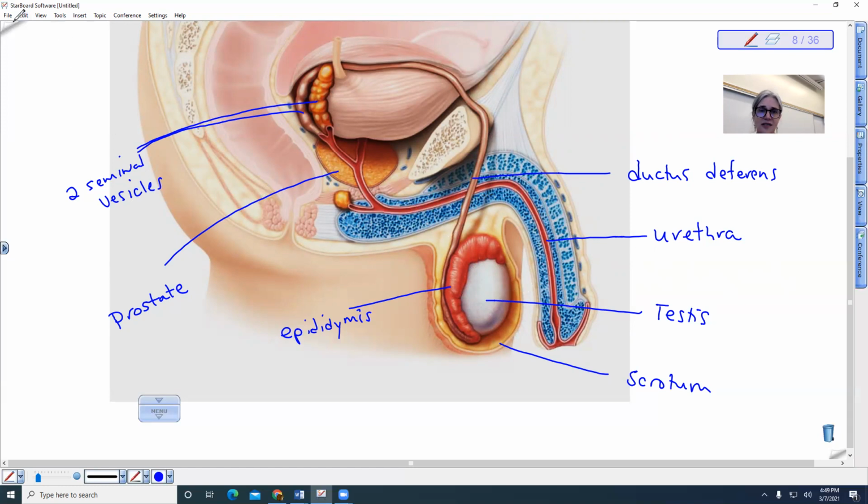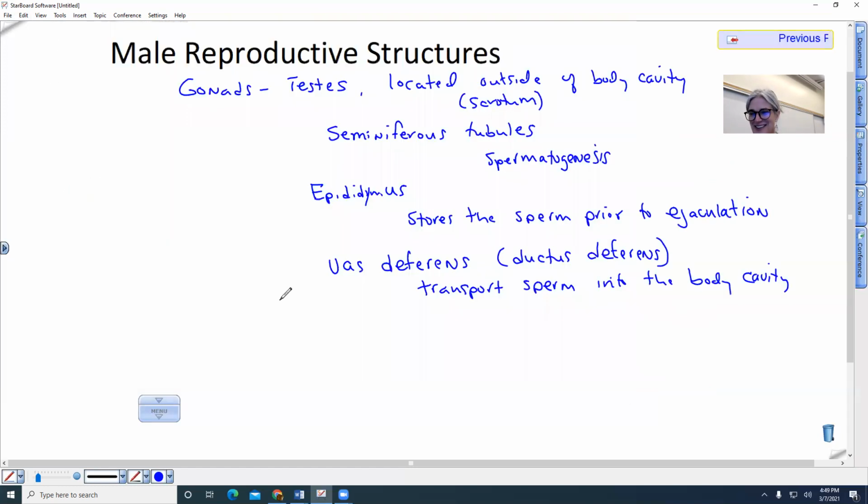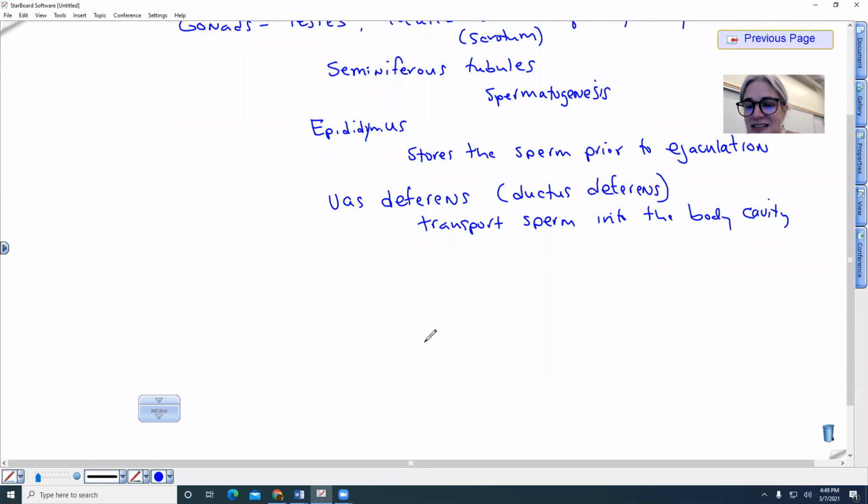So when we talk about these other structures, we have the vas deferens. Let's talk about the seminal vesicles.